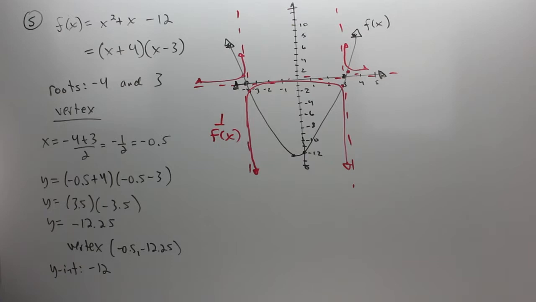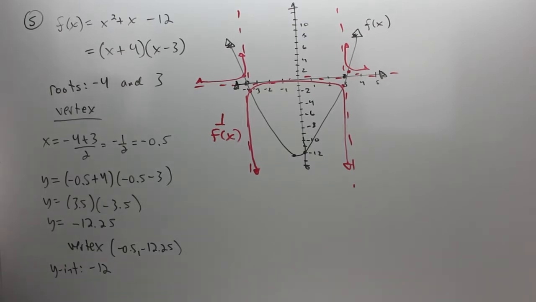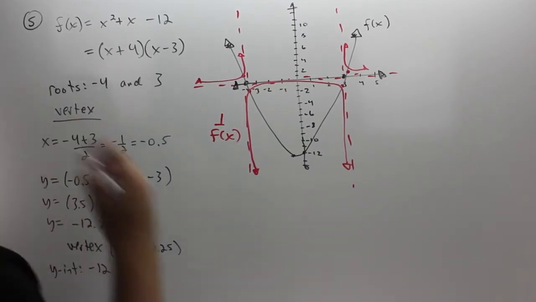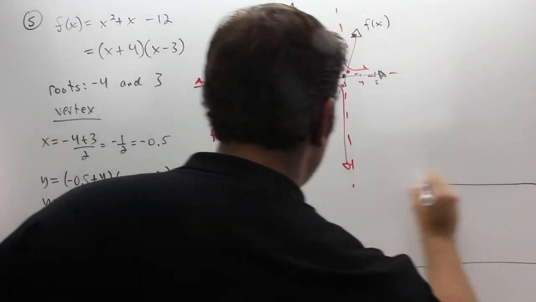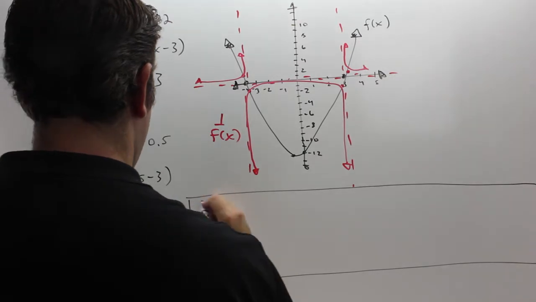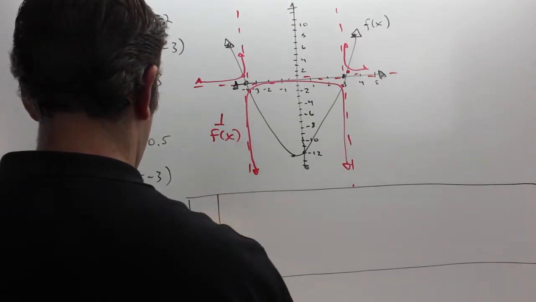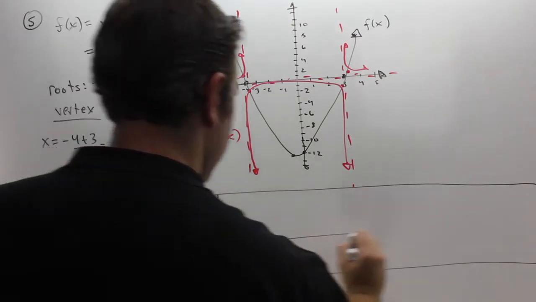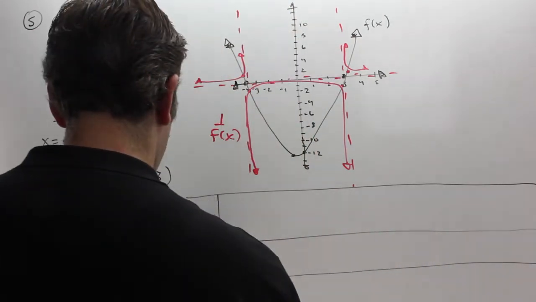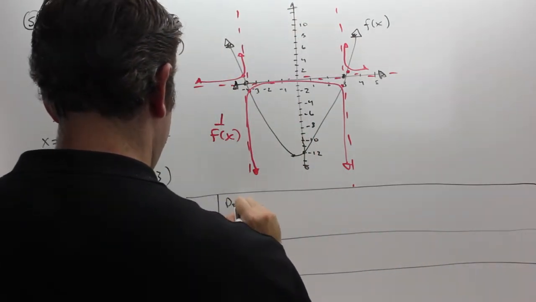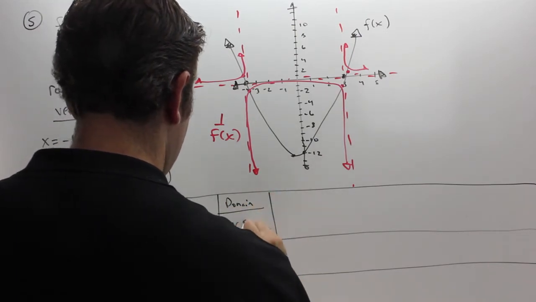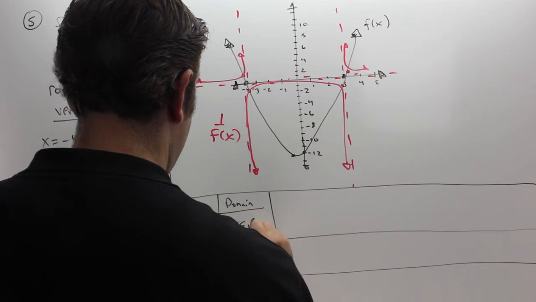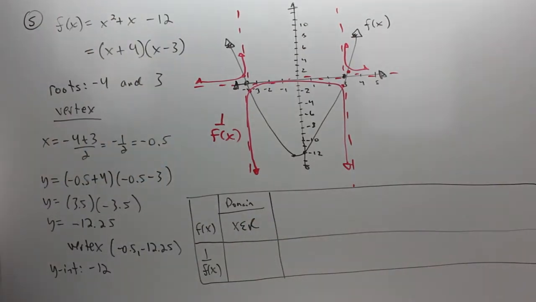Okay. So now that we've got that done, let's just answer this last part here. I'm going to try to write really small and fit all this on. We have f of x, and then we have 1 over f of x. So the domain of every single parabola is x is an element of the real numbers. However, the domain of the reciprocal is x can be anything, but it can't be negative 4 or 3.